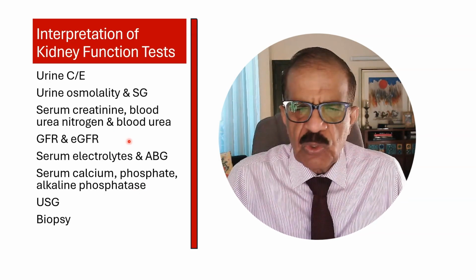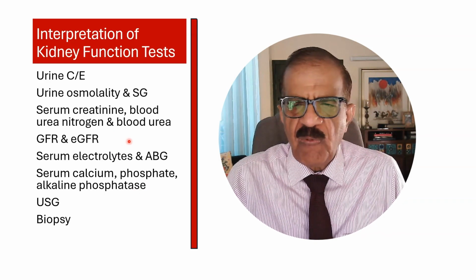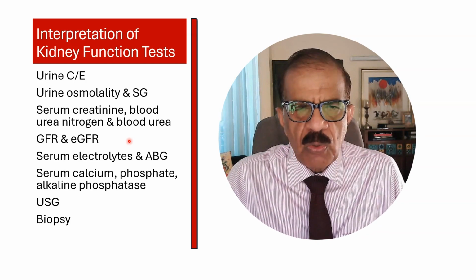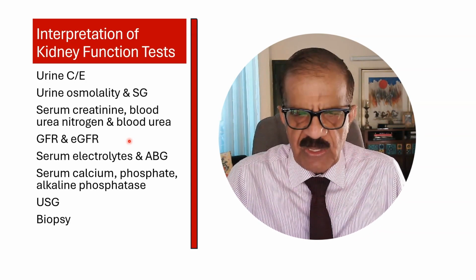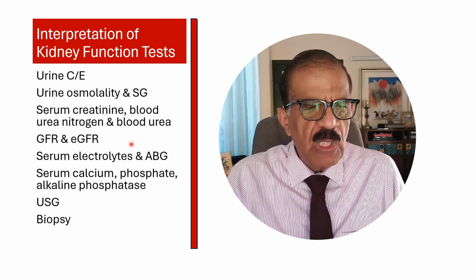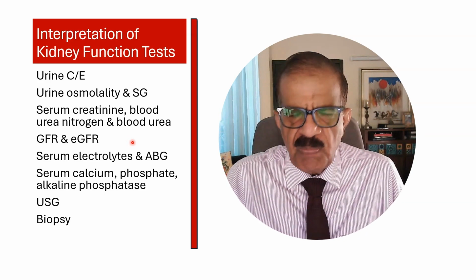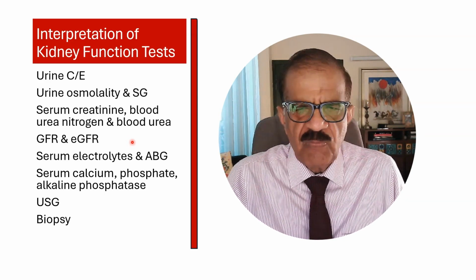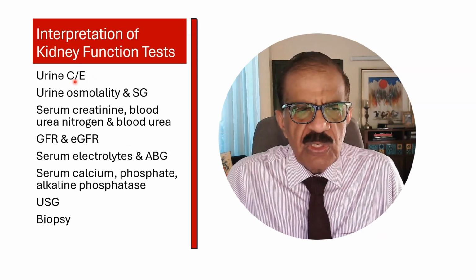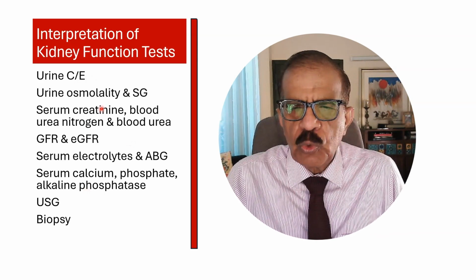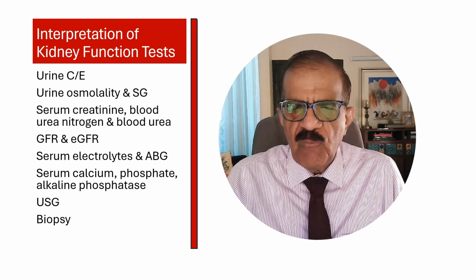Now let me say, actually this is a very brief list of the investigations which we do in kidney disorders. Depending upon which type of kidney disease you are talking about, there would be need for many more tests. For example, if you suspect an autoimmune disease, many tests depending upon that condition would be needed. So this is the list, and now I'm going to go through these one by one and give you some more detail.